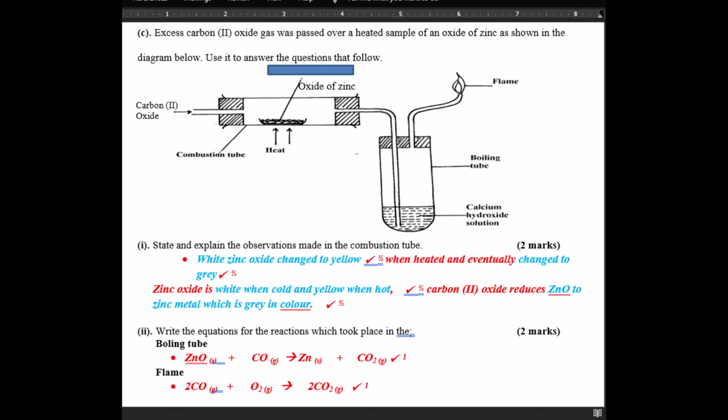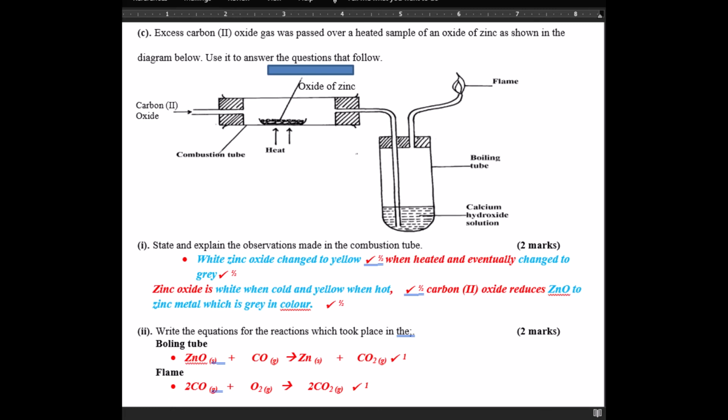Part C, now you have the setup there. Inside the combustion tube is zinc oxide. Then carbon monoxide is passed over it. Remember, carbon monoxide is a good reducing agent. So what exactly it will do is to react with zinc oxide and reduce it to zinc, and itself is converted to carbon dioxide.